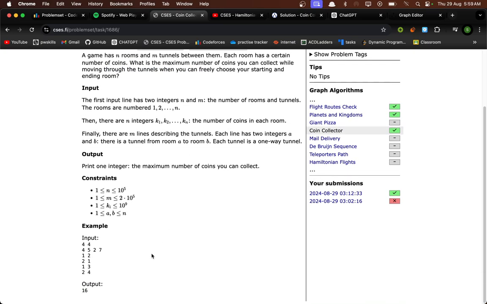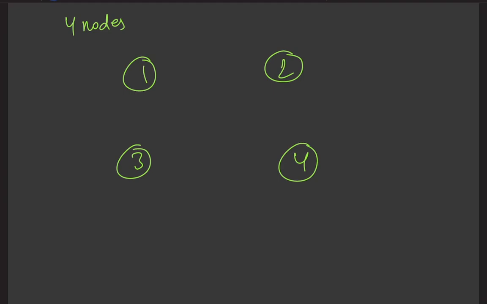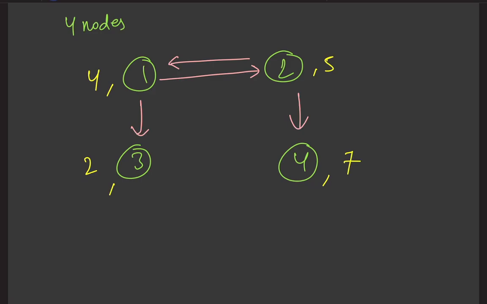So let's look at the example first. Your first example has 4 nodes, let's say 1, 2, 3 and 4, and you have 4 edges also. Those edges are: first from 1 to 2, second from 2 to 1, then from 1 to 3, and from 2 to 4. You are also given the number of coins present in each room. In room number 1 you have 4 coins, in room 2 you have 5, in room 3 you have 2, and similarly in room 4 you have 7.